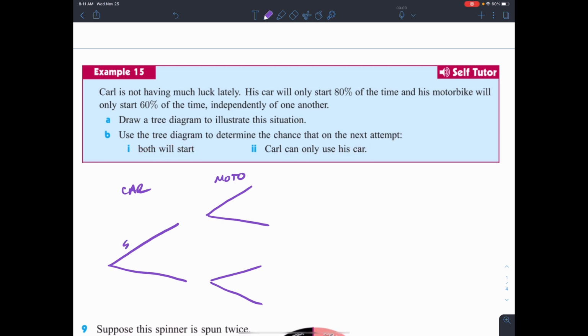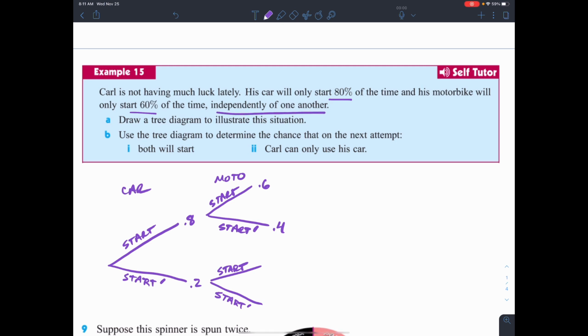So we'll just label each of these branches. That's going to be start. This is not start, and we'll use our complement notation. So here's start, here is not start. Remember, the complement means almost like the opposite of the other thing, right? But whatever it is, it adds up to 100%. And we can say it's either going to start or it's not going to start. So we can use that complement idea. So his car starts 80% of the time, which means it does not start 20%. And his motorbike starts 60% of the time, but not 40%.